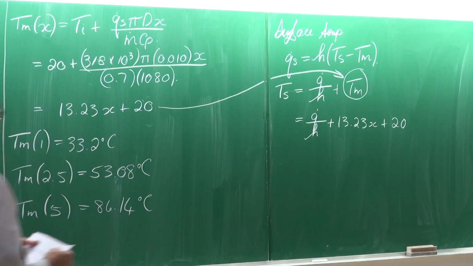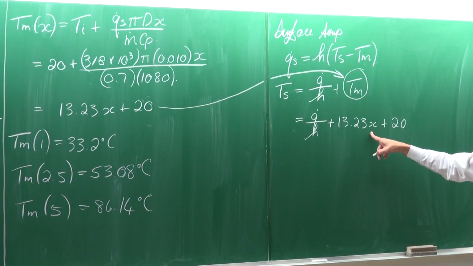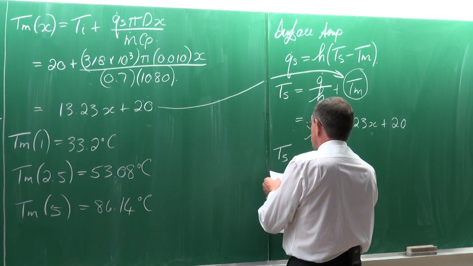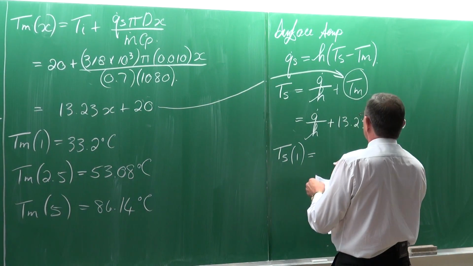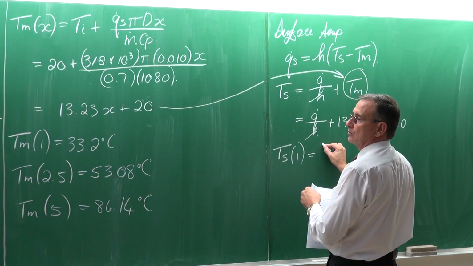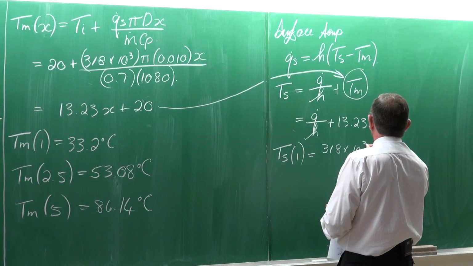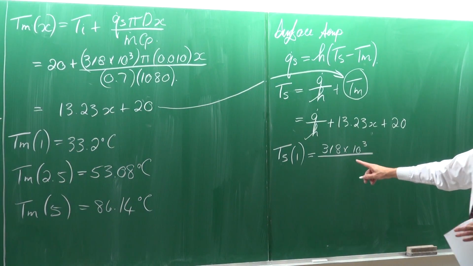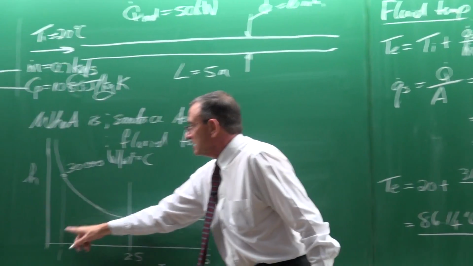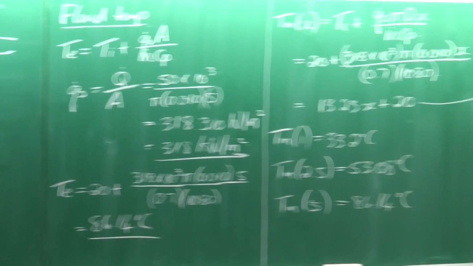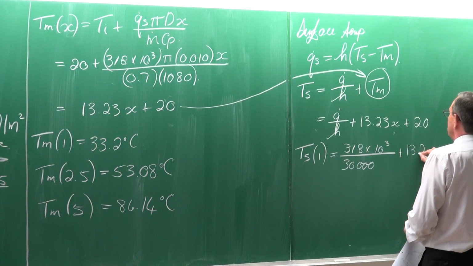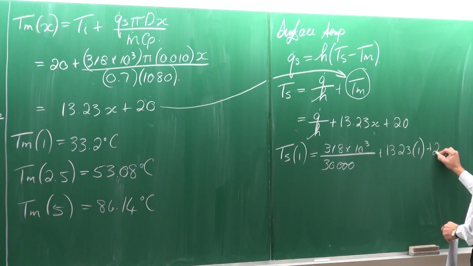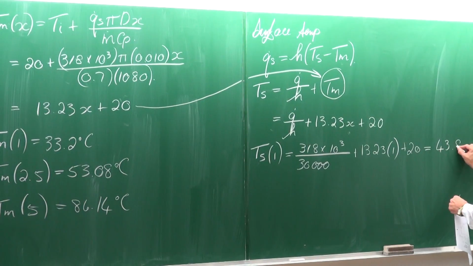Now we can go and solve the surface temperature at any point x. If we solve the surface temperature at x equal to 1, the surface temperature is going to be the heat flux, which is equal to 318 multiplied by 10 to the 3, divided by the heat transfer coefficient at 1 meter. At 1 meter, the heat transfer coefficient is 30,000, plus 13.23 times x, which is 1, plus 20. And that will give us a surface temperature of 43.81 degrees Celsius.